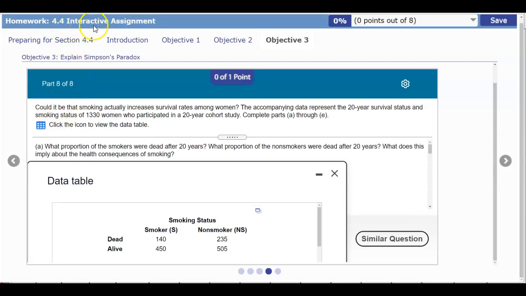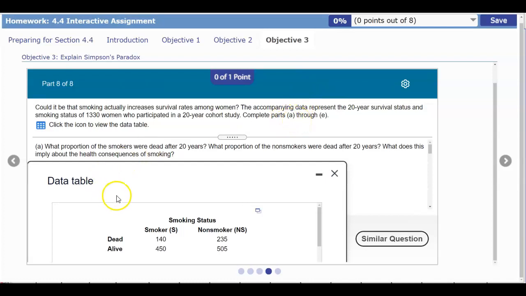Section 4.4 Interactive Assignment Objective 3. Could it be that smoking actually increases survival rates among women? The accompanying data represent the 20-year survival status and smoking status of 1,330 women who participated in a 20-year cohort study. We're going to complete parts A through E.